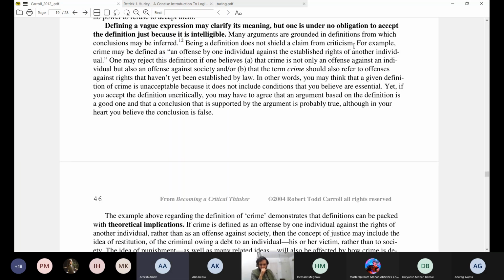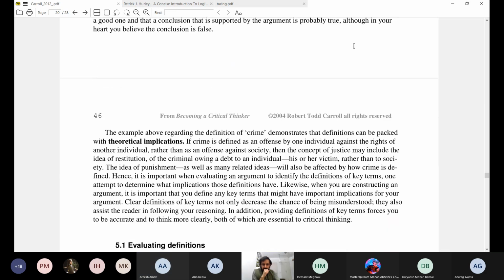In other words, you may think that a given definition of crime is unacceptable because it does not include conditions that you believe are essential. Yet, if you accept the definition uncritically, you may have to agree that an argument based on the definition is a good one, and that a conclusion that is supported by the argument is probably true, although in your heart you believe that the conclusion is false. Okay, just carry into the next para and then we talk about it.